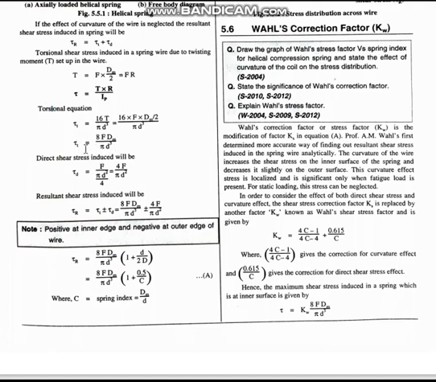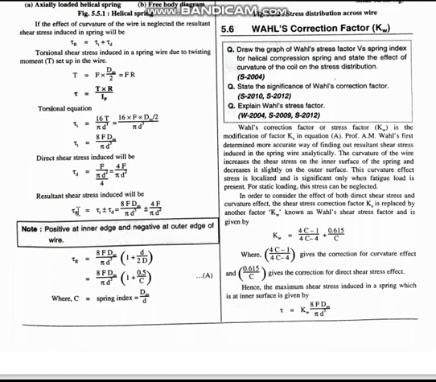This is the torsional shear stress: tau is equal to 8F dm upon pi d cube. This is one equation. And direct shear is simple. Direct shear is load upon area. Load is F, area is pi by 4 d square. So you will get 4F divided by pi d square.